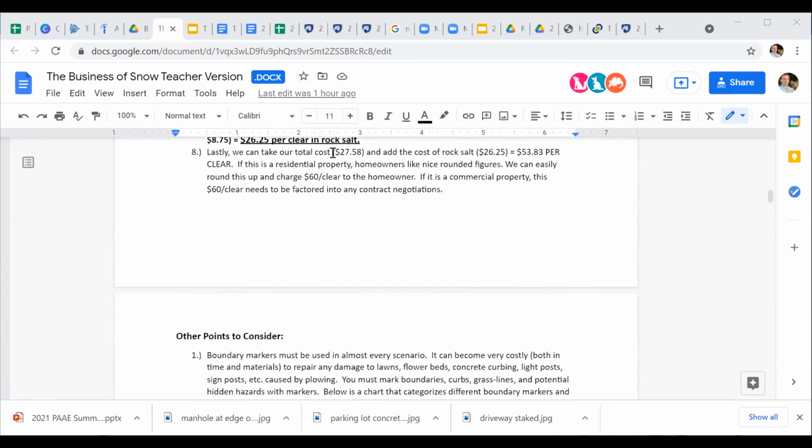So now that we have adding that takes us to $53.83 per clear, which is roughly $60. If this is a residential area, homeowners like to be charged nice round numbers. Mrs. Jones, I'll clear your driveway for $60 a pop with salt, right? $30 without, perhaps. That's how you get to these numbers and ensure that it's an accurate and appropriate number.